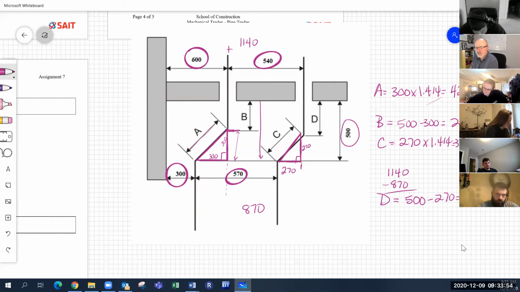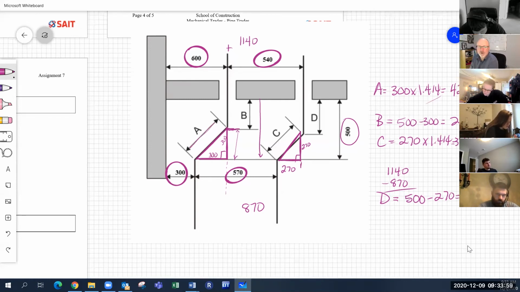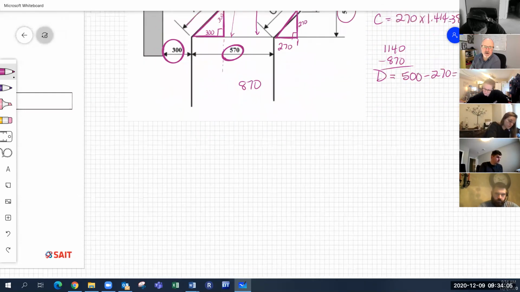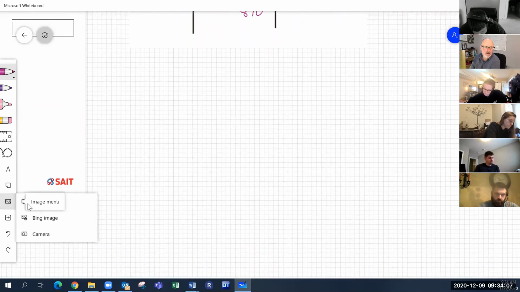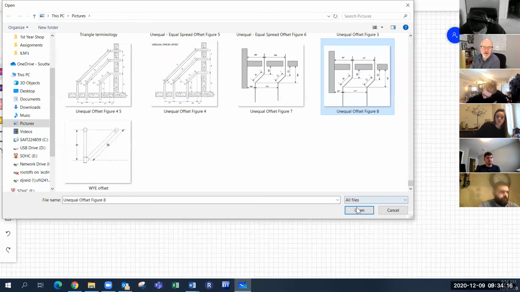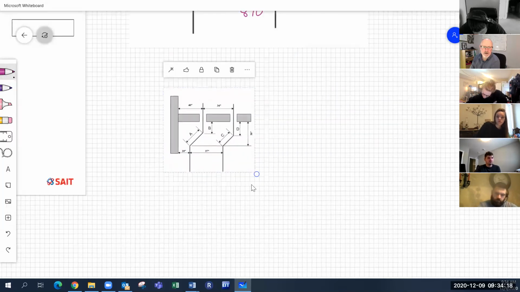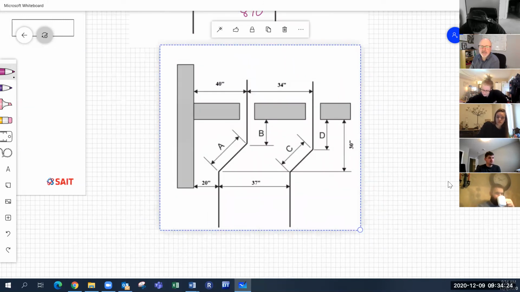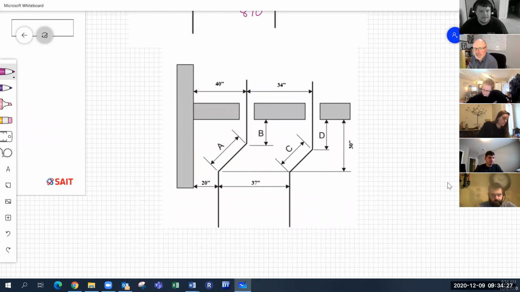I think we should do another one like that. However, I want you to do it. So let me import another picture. Okay, in the chat, I want you to put A equals, B equals, C equals, D equals, and give me your answers for this one.